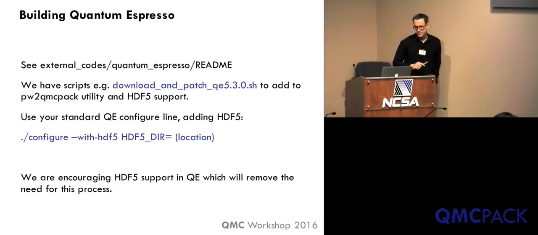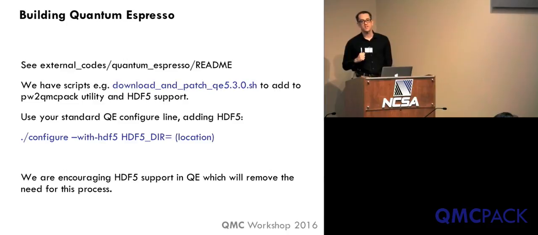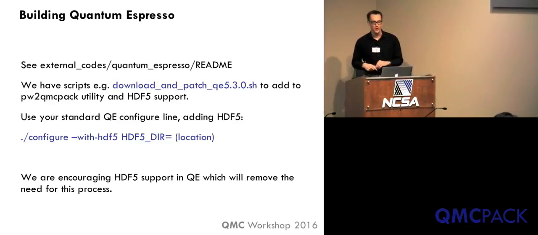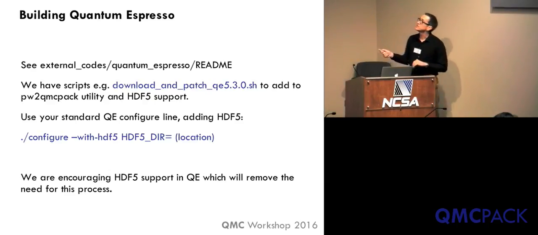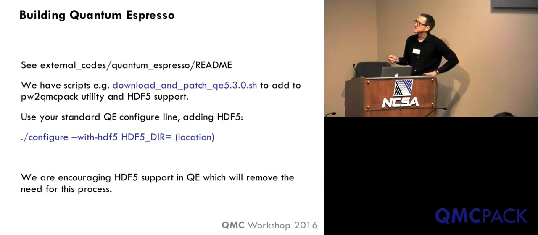Finally, just a note about building Quantum Espresso. We have to convert the output of Quantum Espresso to a format that we can read, and Quantum Espresso uses its own sort of internal save format, which is varying between different versions. So we have a small script which will download and patch specific versions of Quantum Espresso for you. And what that does is it adds a utility, a post-processing utility called pw2qmcpack, and it also adds HDF5 support. So there's a README on this, and to configure Quantum Espresso after it's been patched, you just run the configure as normal, and you add --with-hdf5 and give it the HDF5 directory.